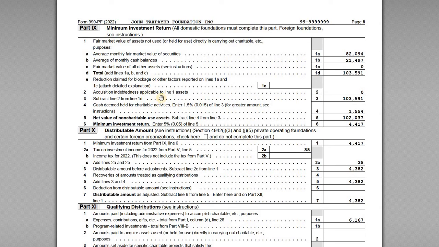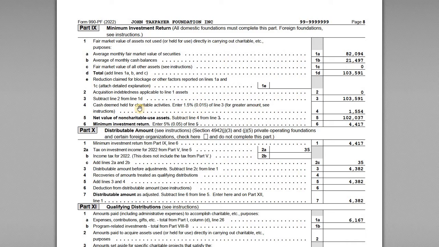We don't have any acquisition indebtedness, so this would be, have we purchased any securities, or basically are we trading on margin, right? That's a big one. Have you borrowed any money to invest in securities? In our case, no, right? So that's why that's 0.